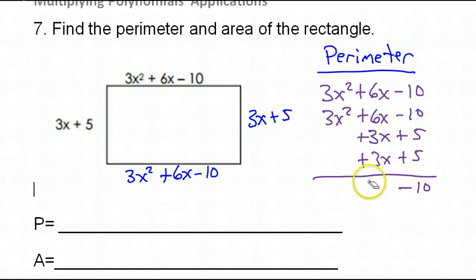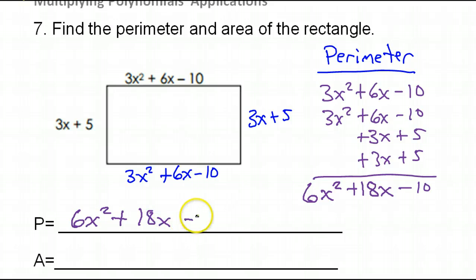Now look at the x's. I've got 6x plus 6x, that's 12. Plus another 3, that's 15. Plus another 3, that's 18. So I've got 18 x's. So plus 18x. And then I've just got 6x squared. 3 and 3 makes 6. So 6x squared. So there you go. I added up all four sides, and that's the perimeter. So that was 6x squared plus 18x minus 10.